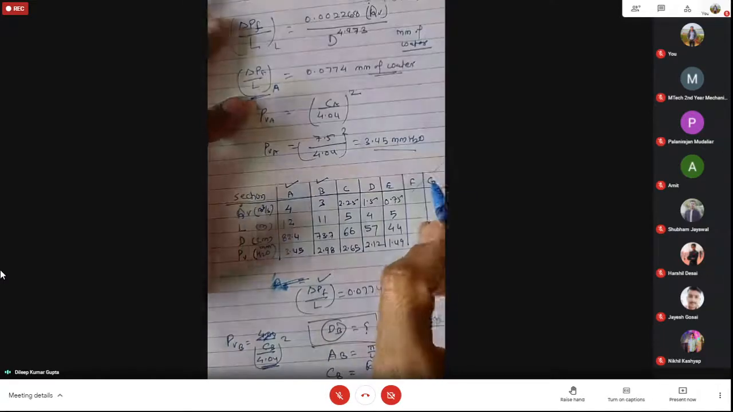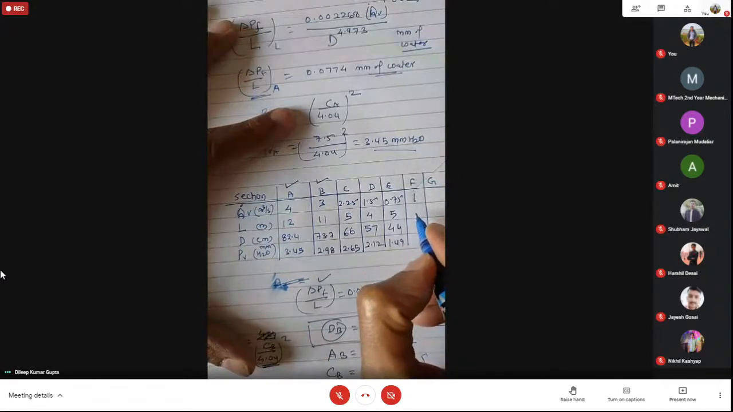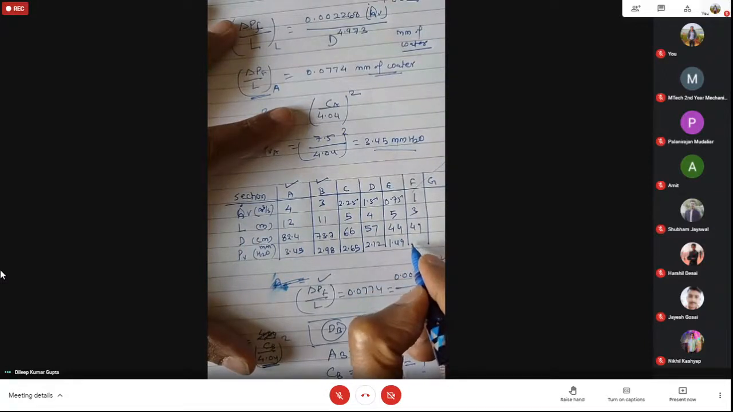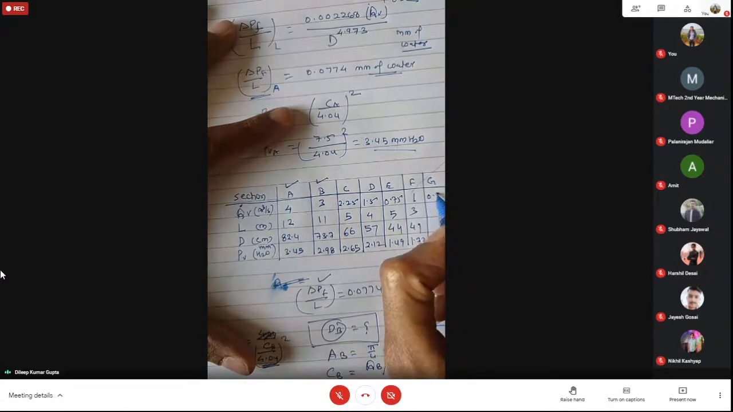Similarly for G, F, it is 1. It is 3. It's 49 and 1.72. And here for G, it is 0.5. This is 5 meter. Oh, sorry, 5 meter of the length.